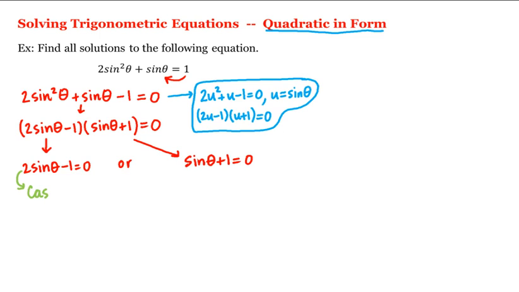So case 1, 2 times sine of theta minus 1 is equal to 0. Or solving for sine of theta, we get sine of theta is equal to 1/2. Which means we need to find all angles theta whose sine is equal to 1/2. And let's recall our unit circle.